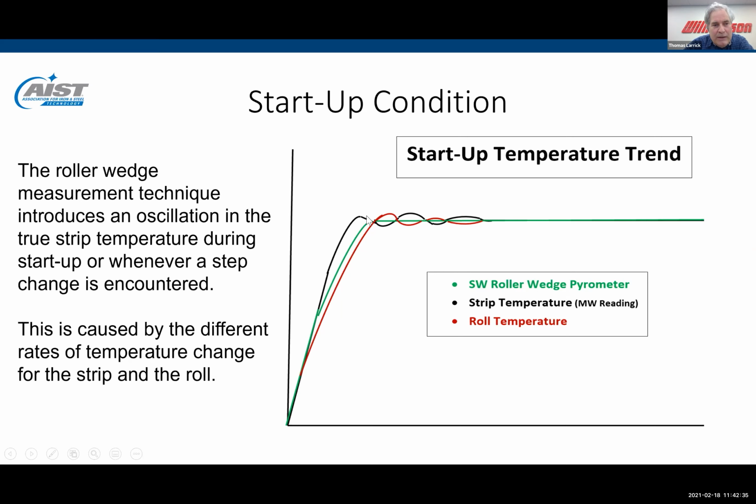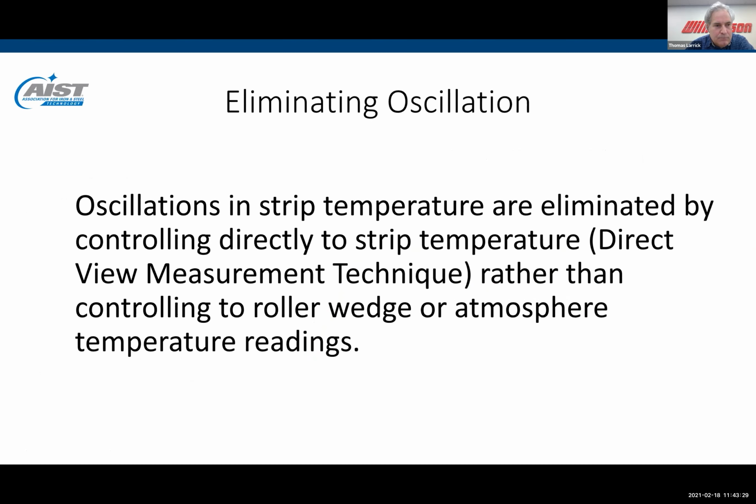And so when you control to the roll temperature during a strip change, you are actually introducing an oscillation in the strip temperature, because once the control temperature reaches the set point, the strip is there first, but then the roll temperature takes time to get there. And when the roll temperature starts to cool, it causes the strip temperature to rise. When the strip temperature rises, it causes the roll temperature to cool. And so you do get this oscillation that can occur when you're controlling to the roller wedge for a strip change. So this type of oscillation is eliminated by controlling directly to the strip temperature rather than controlling to the roller wedge or atmosphere temperature readings.